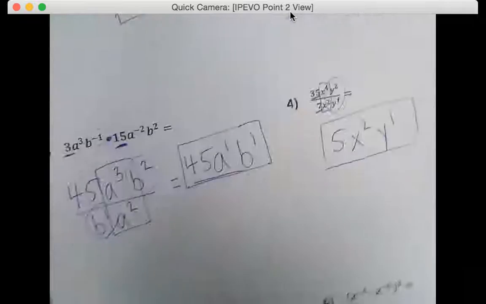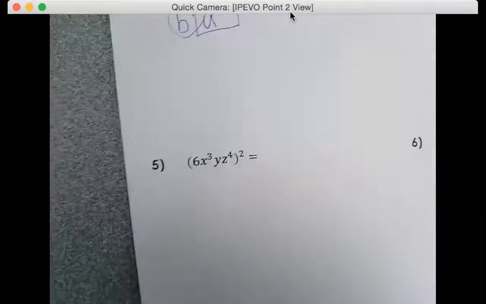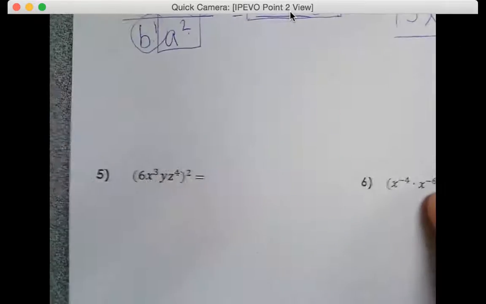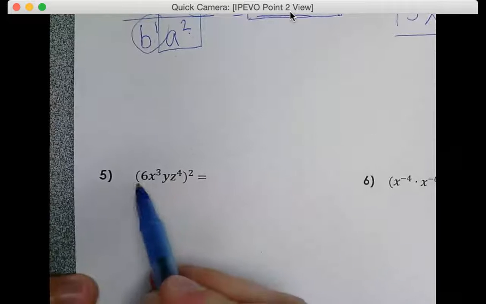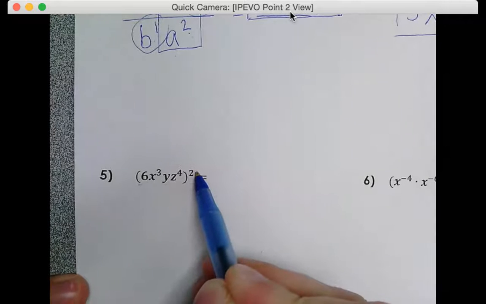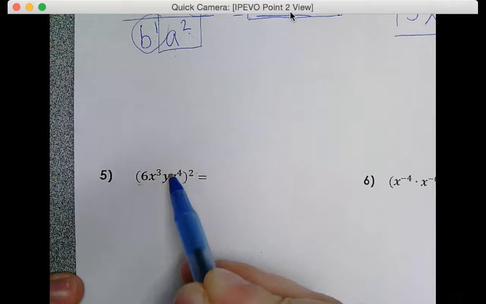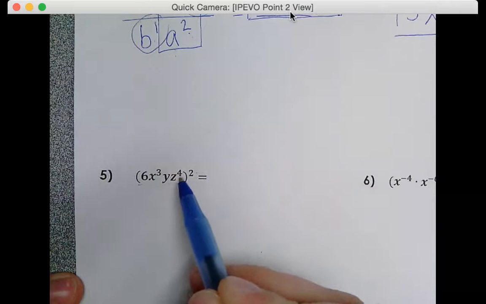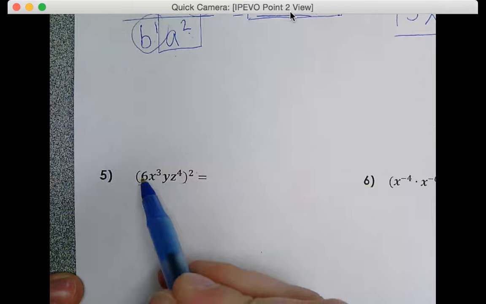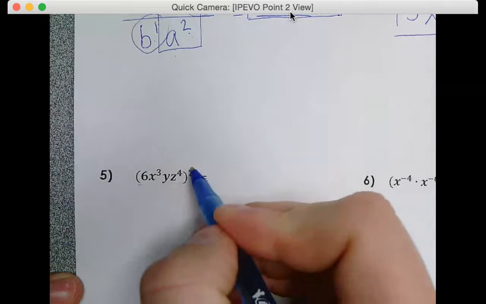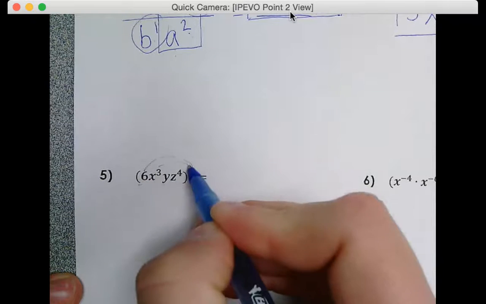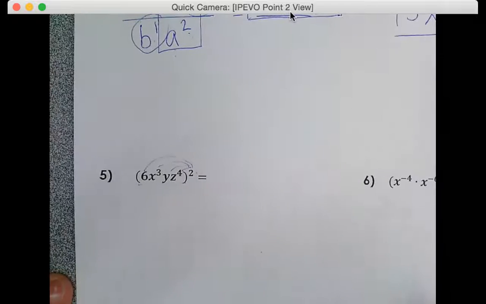All right, if we look at number 5, you'll see that this entire problem is raised to the second power. Okay, so we have to distribute this 2 into everything, the z, the y, the x, and the 6. So this 2 needs to be brought to everything. And when you bring something into the parentheses, you will be multiplying exponents.